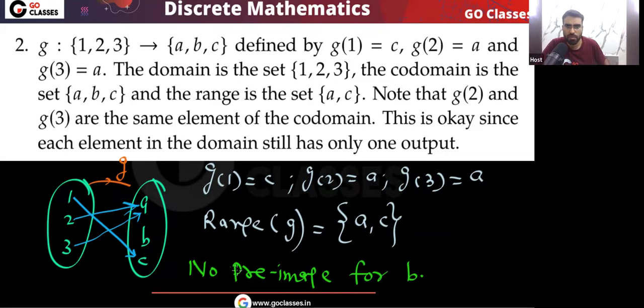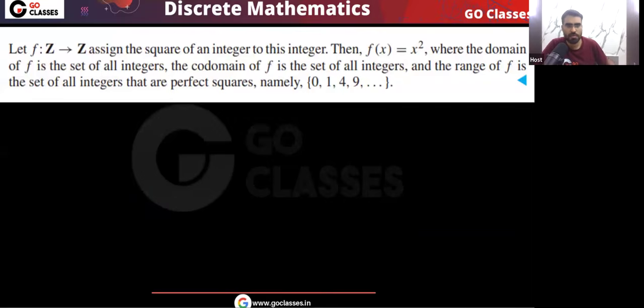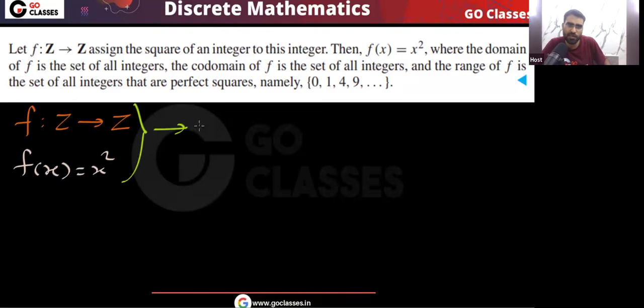Okay, so very simple. Now let's move on. Tell me about this one. What is the range for this function? You have a function Z to Z, from integers to integers. First of all, you tell me, if I write f(x) equal to x square, is this a valid function? Means, is this a function at all? Let me know.